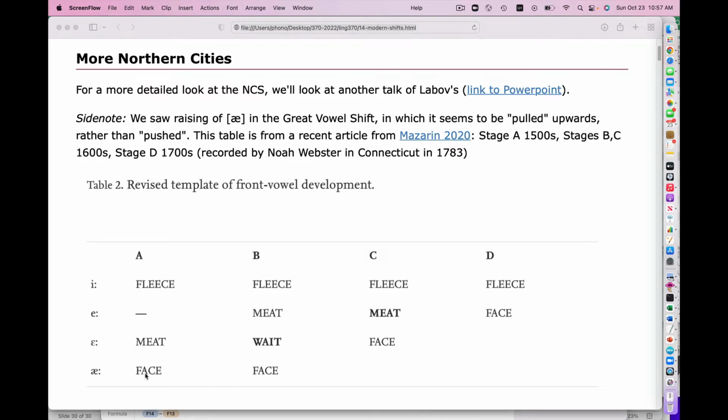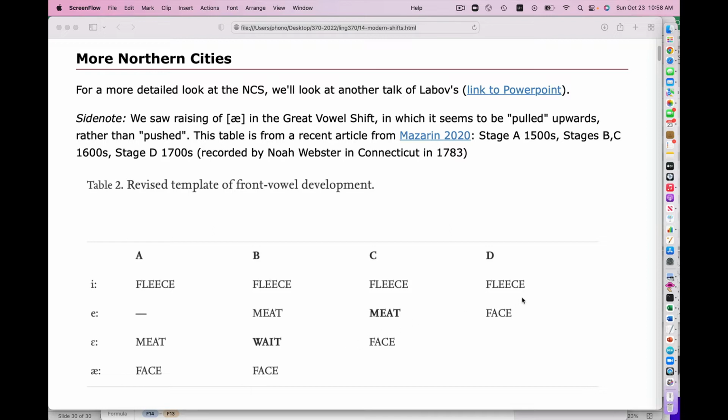But also, the A vowel later on moved up to E and then to A, where it is now. So these stages are the 1500s. This is B and C around the 1600s. D is the 1700s, and this new pronunciation of face was recorded by Noah Webster in Connecticut in 1783. The thing I want to point out about this is that the mid vowel rose first, it seems, and then the low vowel rose to occupy the phonetic space that had been evacuated by the eh. So in that sense, the ah seems to be pulled upwards.